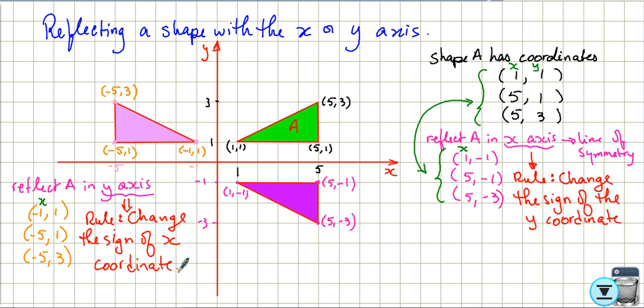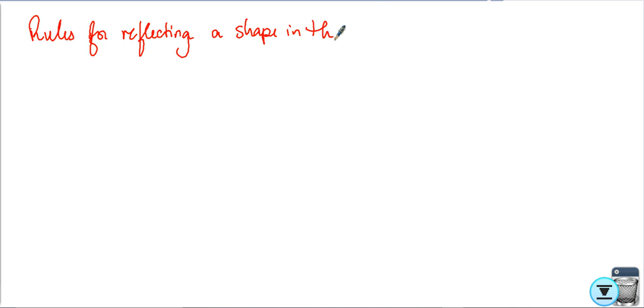So, as we have seen here, if we're reflecting a shape in the x-axis, we need to change the sign of the y-coordinate. If we need to reflect a shape in the y-axis, we need to change the sign of the x-coordinate. So these are two very, very important rules. I'm going to write them down again. So, rules for reflecting a shape in the x-axis and y-axis.